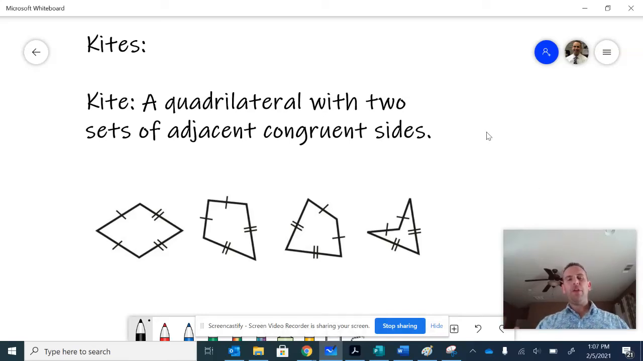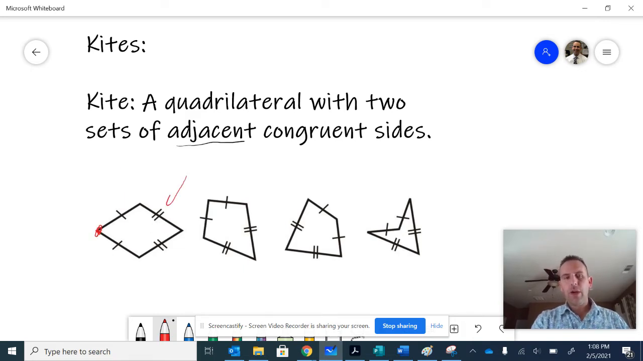So kites, the definition we have here is a kite is a quadrilateral, four sides, with two sets of adjacent, next to congruent, sides. I want you to notice in the diagrams below that there's always two sides that are congruent to one another. In our first diagram, these two sides marked with one mark are congruent, and the two other sides, notice they're next to each other, sort of touching each other, right? They have a shared vertex right there.